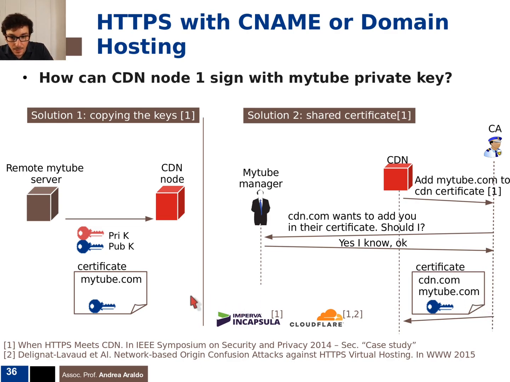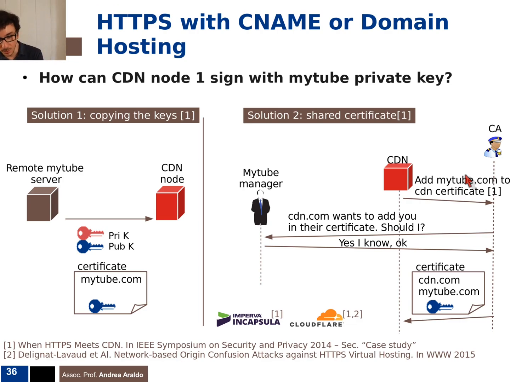So this means that whenever a browser wants to authenticate a MyTube node, the CDN is able to successfully prove it is MyTube, because the CDN has MyTube name in its own certificate. So the CDN can use its private key to prove it is MyTube. So, of course, the CDN asks the certification authority to add MyTube name to the certificate of the CDN. The certification authority will not accept right away.